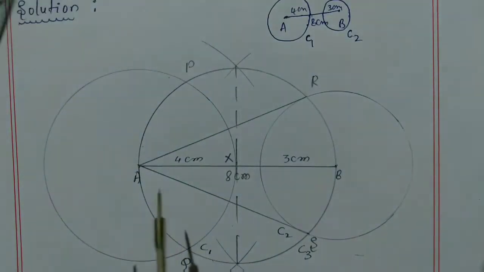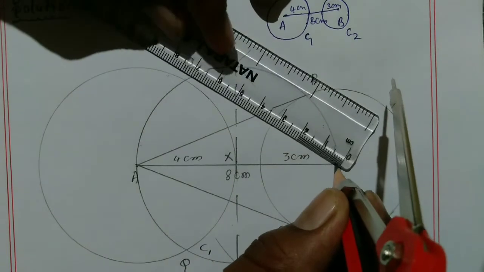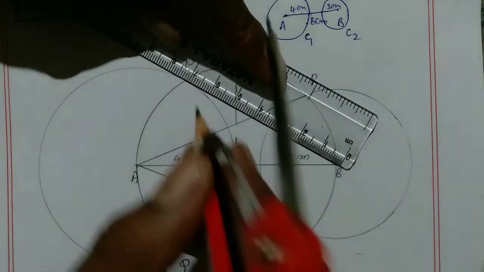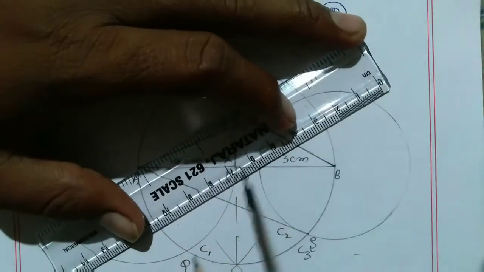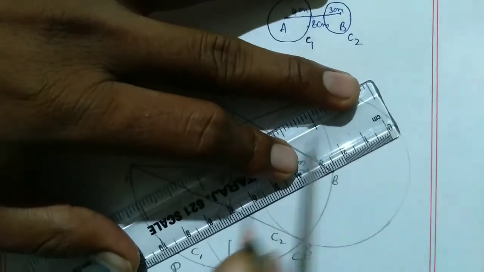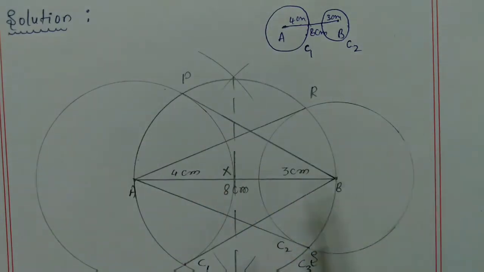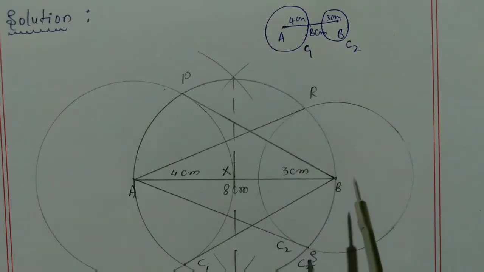Okay. So next, from this B, you can join BP. You can join this BP, and also you can join BQ. This is Q, this is B. You can join BQ. So this BP and BQ, these two are tangents to this C1 circle from B, and R and S.